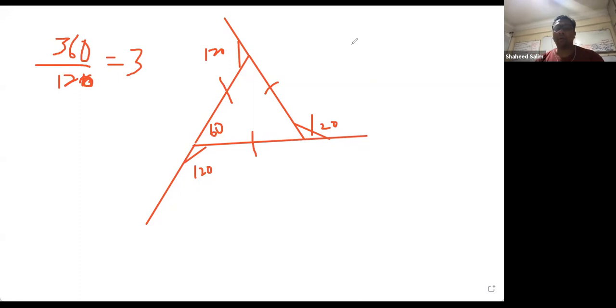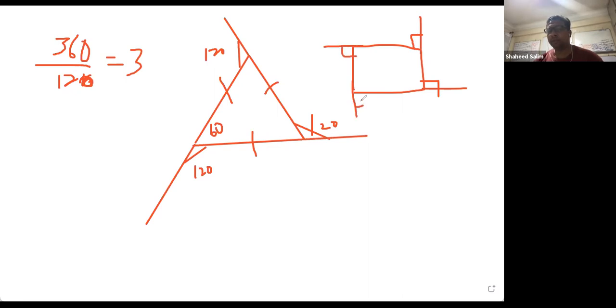What about a square? Let us look at square or rectangle. What's the exterior angle? 90, correct? All of them 90. This one is also 90, this one is also 90. So take 360 divided by 90, what do you get? I get 4. Correct, a rectangle has 4 sides. So when you divide 360 by the exterior angle, you will get the number of sides.